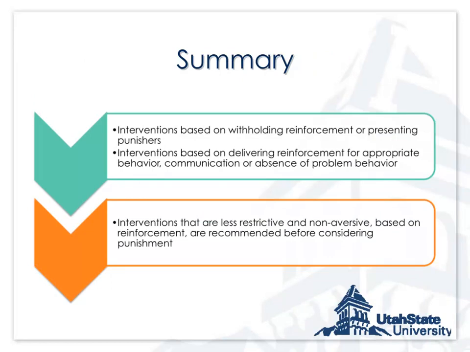To summarize, two main types of consequence-based interventions exist. Interventions based on withholding reinforcement or presenting punishers following problem behaviors such as extinction and punishment. Interventions based on delivering reinforcement for appropriate behavior, communication, or the absence of problem behavior such as DRA, FCT, or DRO. Lastly, one should always consider implementing reinforcement-based interventions before considering punitive interventions.